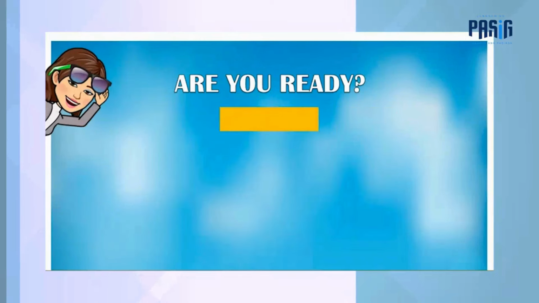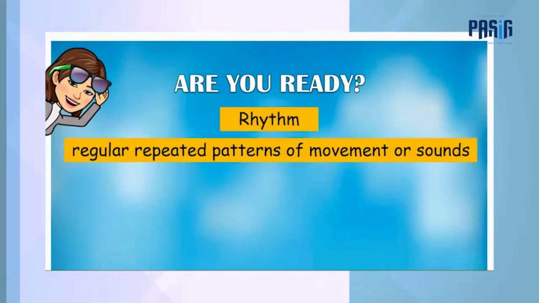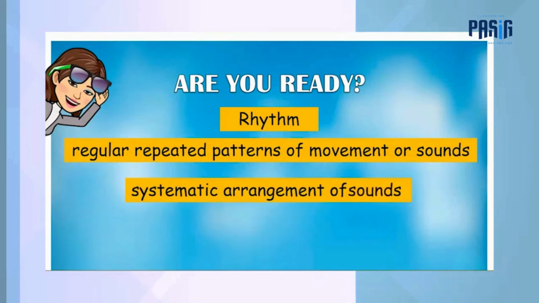What then is rhythm? Rhythm is made up of regular repeated patterns of movement or sounds. It is also a systematic arrangement of sounds, primarily according to duration and periodical stress.